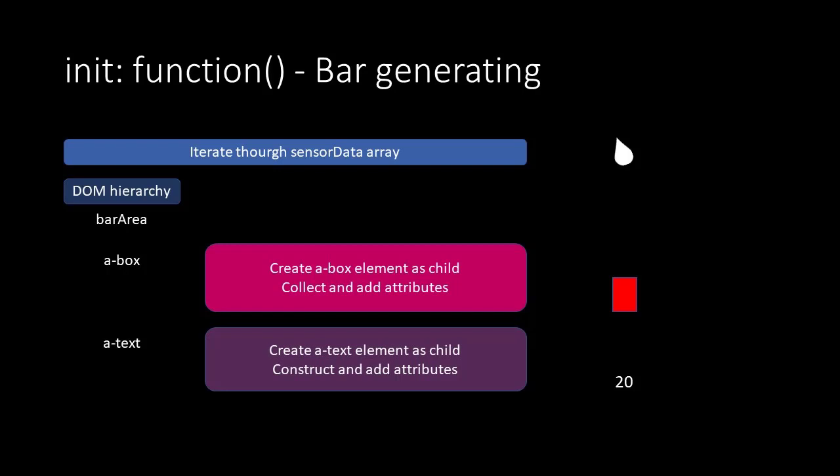The manner in which we do so is that on the bar area, we append a child of type a-box. This will be our bar. And on the a-box element, we will append a child of a-text. And this will be the value. Of course, we do not only append the child, but we also have to give it its own attributes. Attributes are collected from the attributes object. For the text element, we also need to construct some of its attributes. We do so during the process of creating the bars. So this is the manner in which we are going to create our four bars.